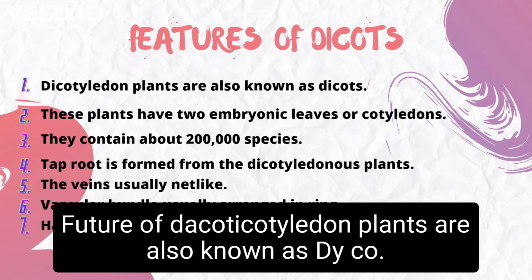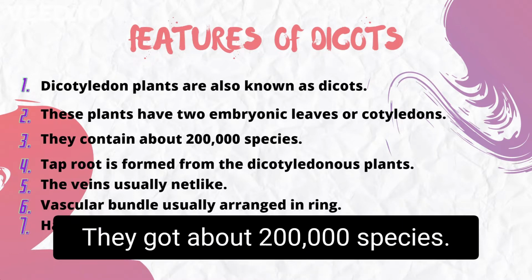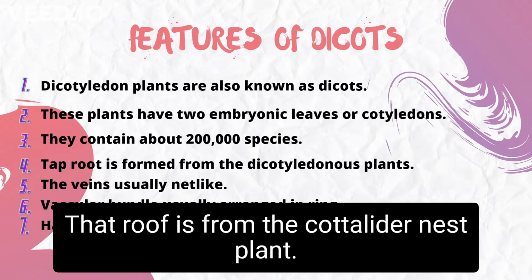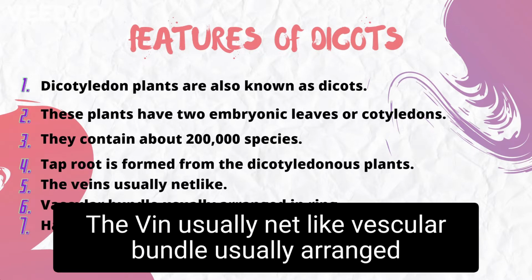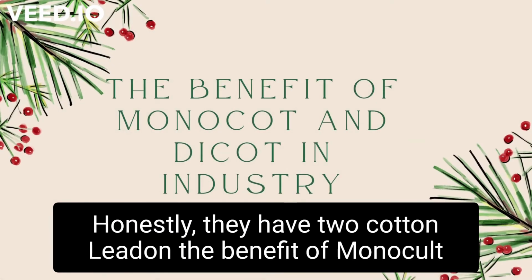Features of dicot. Dicotyledon plants are also known as dicots. These plants have two embryonic leaves, or cotyledons. They contain about 200,000 species. The root is formed from a dicotyledonous plant. The veins are usually net-like. The vascular bundles are usually arranged in a ring, and lastly, they have two cotyledons.